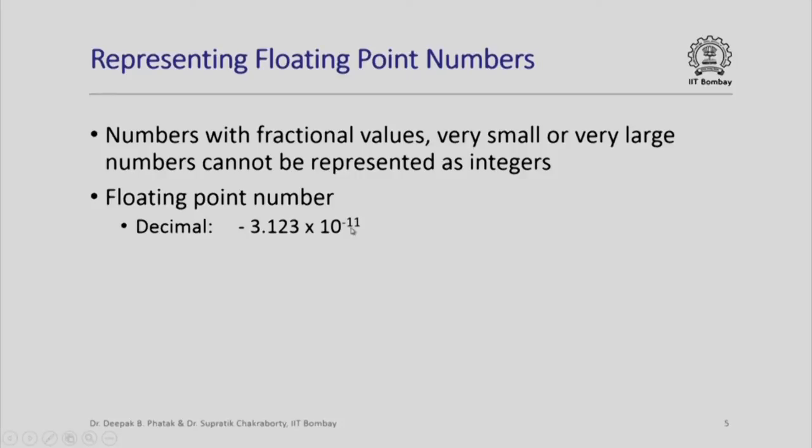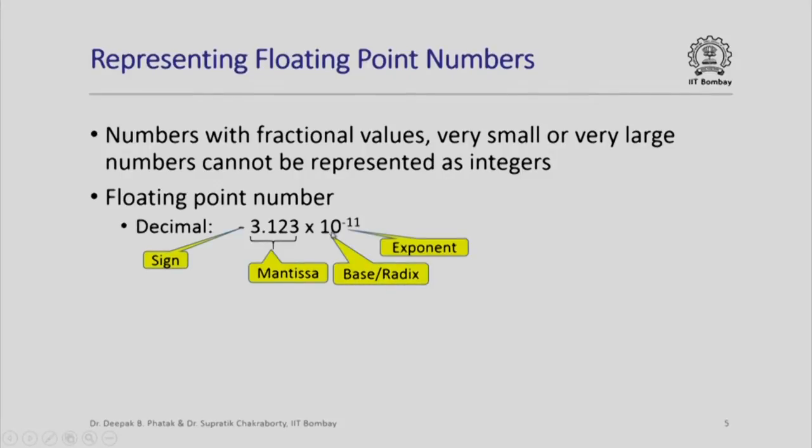So, let us look at this floating point number, minus 3.123 into 10 raised to minus 11. This is the quote unquote floating point in this number. Now, this number is of course written in decimal. In this representation, there are several parts, and I want to highlight them. The first is the sign, this is a negative number. Then we have this 3.123, which is also called the mantissa. And then we have the base, which is 10 here. And finally, we have the exponent, which is minus 11 here.